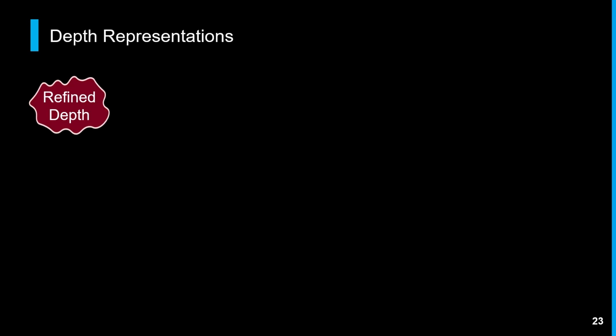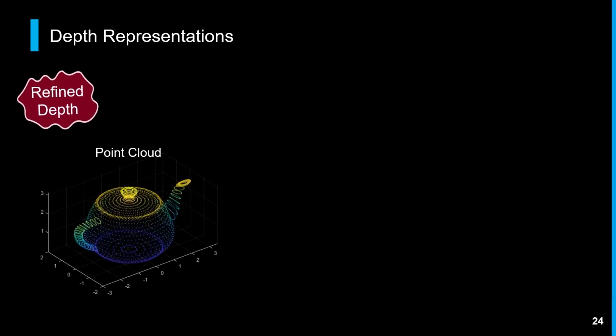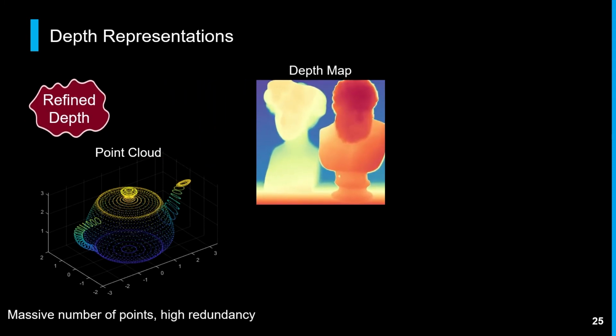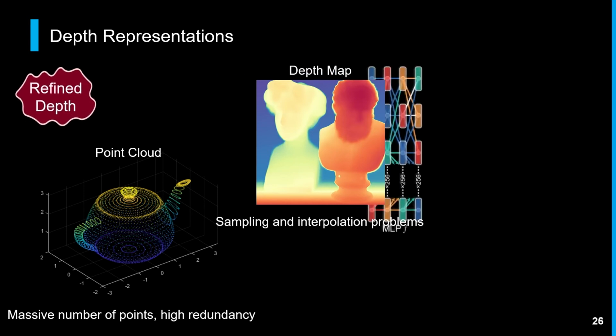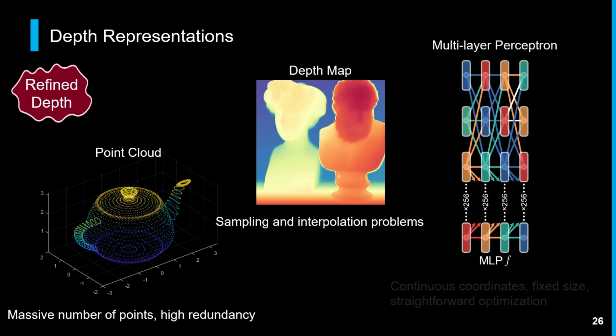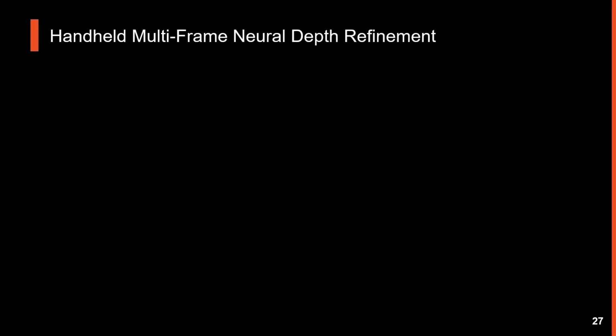There are many choices for what this depth representation could be. For example, it could be a point cloud, but a 2-second bundle recording would result in hundreds of millions of redundant points. It could be a large depth map, but then we'd have to sample and interpolate over non-integer coordinates during reprojection. So we opt for an implicit depth representation, which lets us directly optimize over continuous spatial coordinates. Putting this all together, we arrive at our handheld depth refinement pipeline.